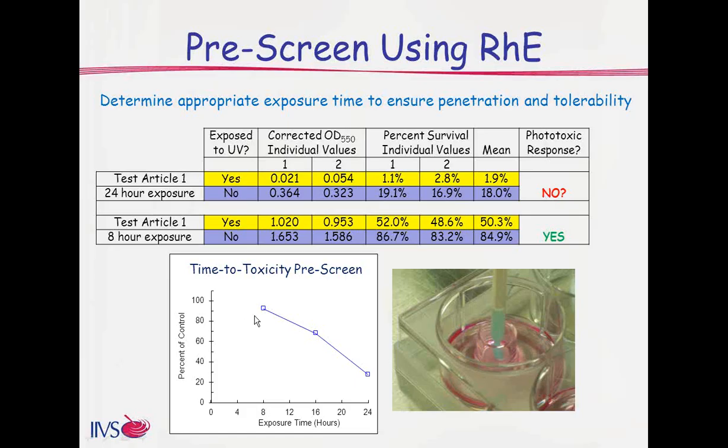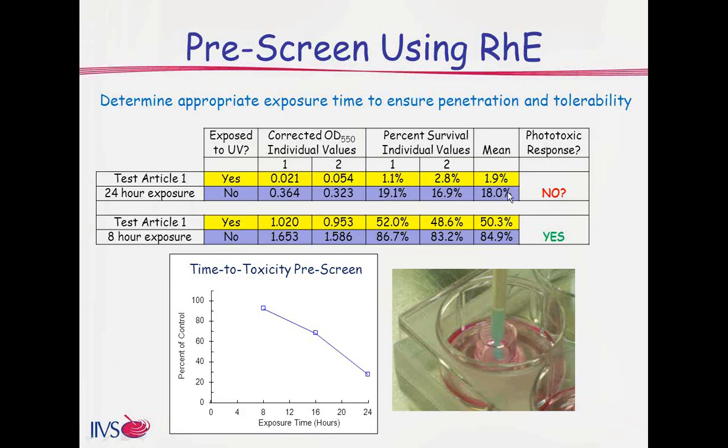This will give us some information about the toxicity response for that particular test article. So here we have our exposure time and a % of control. So we'll look at perhaps 3 to 4 different concentrations, and based on the information, determine what would be the most appropriate exposure time to work with for the three-dimensional assay. So in this case, if we were to go with a 24-hour exposure, you can see that our mean % survival for the test article exposed in the presence of light would be about 2%, and that in the absence of light is about 18%.